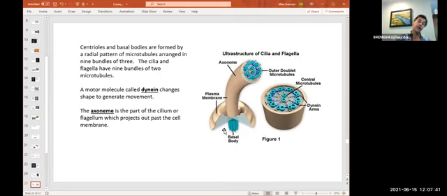The basal body occurs inside the cell and sort of where the movement begins. And then the part that sticks outside of the cell is called an axoneme. There's actually a motor molecule called dynein that changes shape when you add ATP, body fuel energy, cell energy to it, that generates that movement.